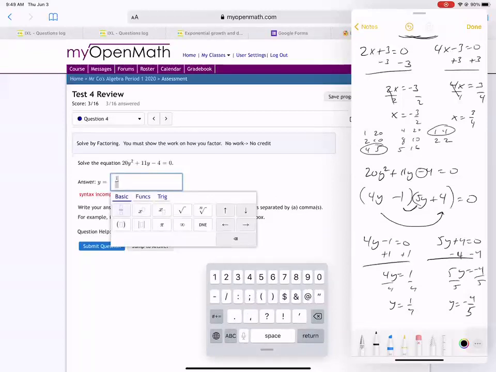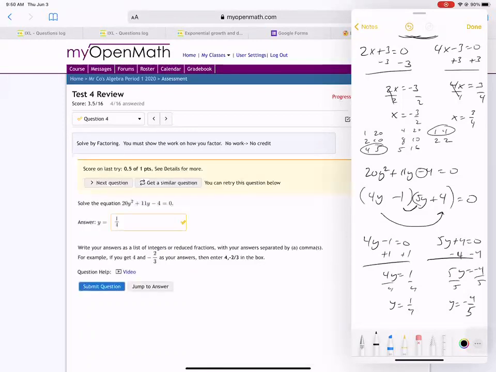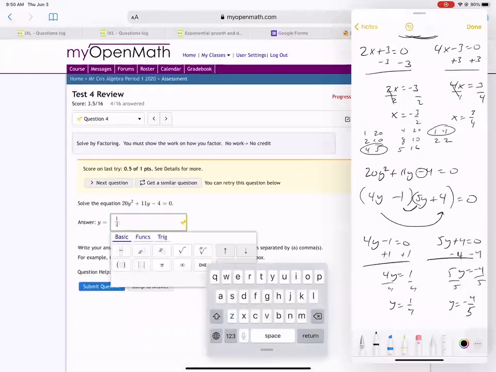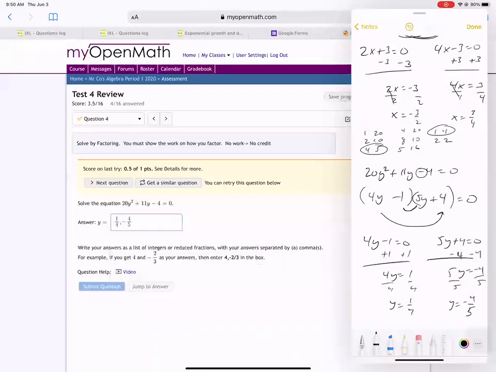So, 1 divided by 4. Oops. Darn it, the other answer. Comma. It didn't let me do the comma, that's why. But lucky you guys can go back and re-enter the answer. Negative 4 divided by 5. Okay, there we go. We got both answers.